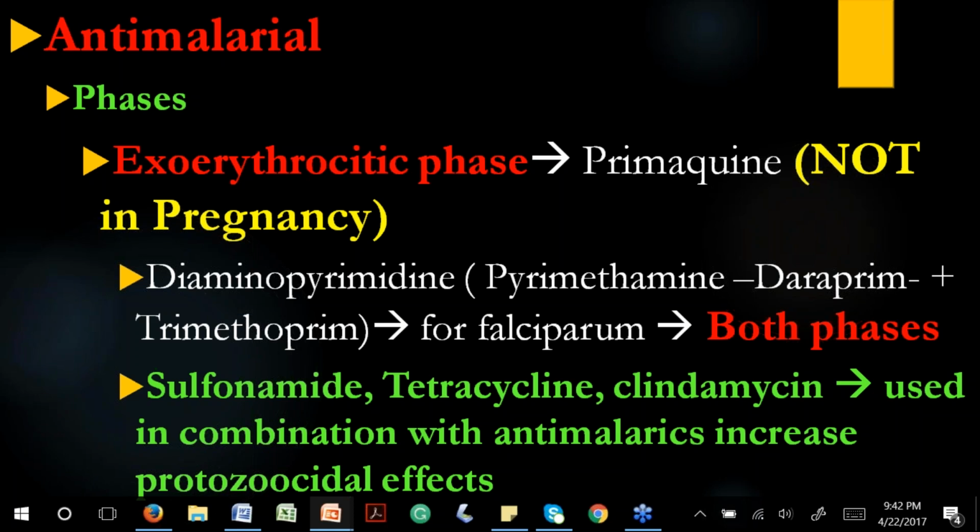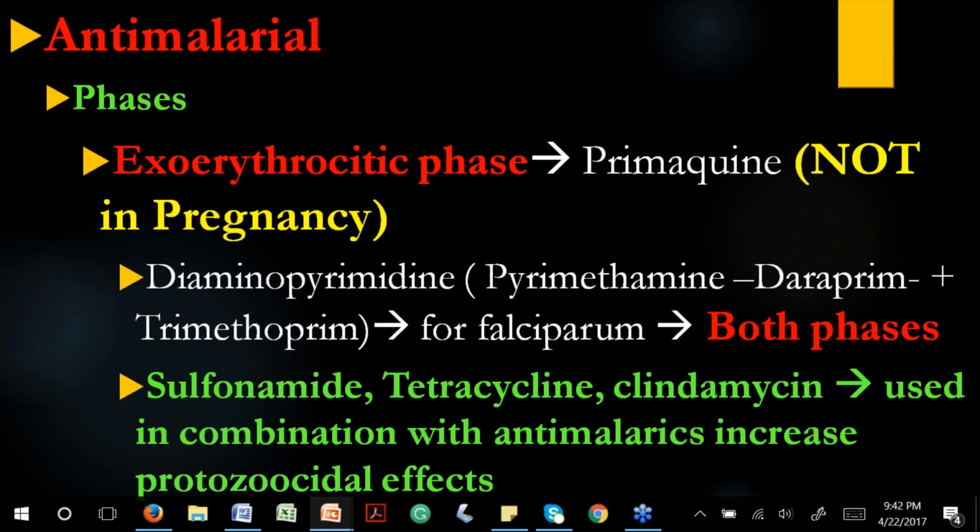And this is very bad. It's going to be very aggressive. It has 3-4 times more severe signs and symptoms. And that's why we use this Daraprim, that is going to kill the Plasmodium in these two phases, the exoerythrocytic and the erythrocytic phase.